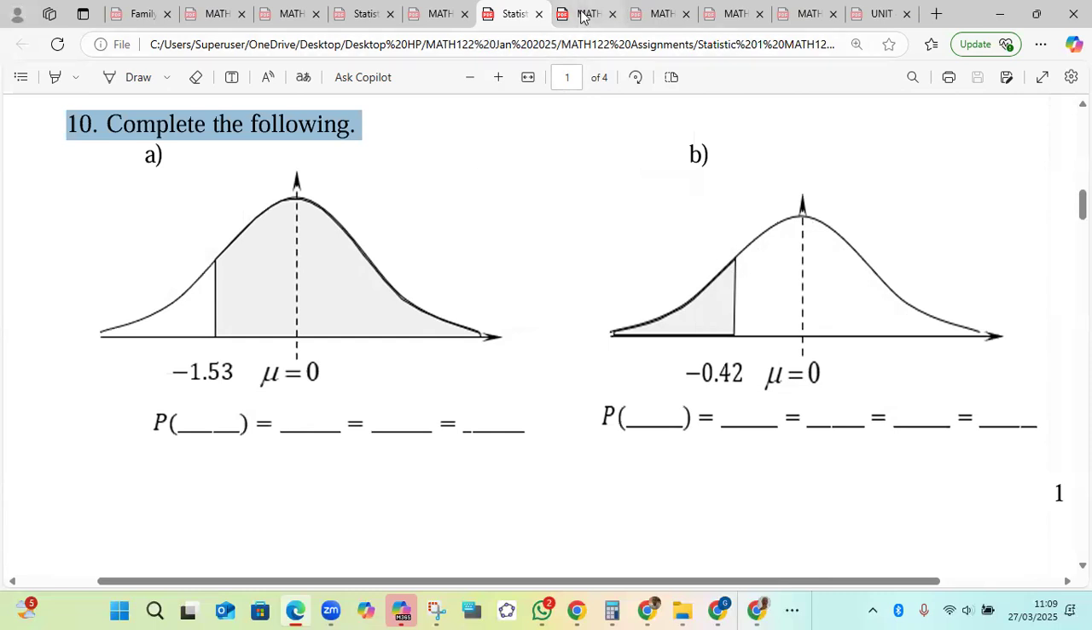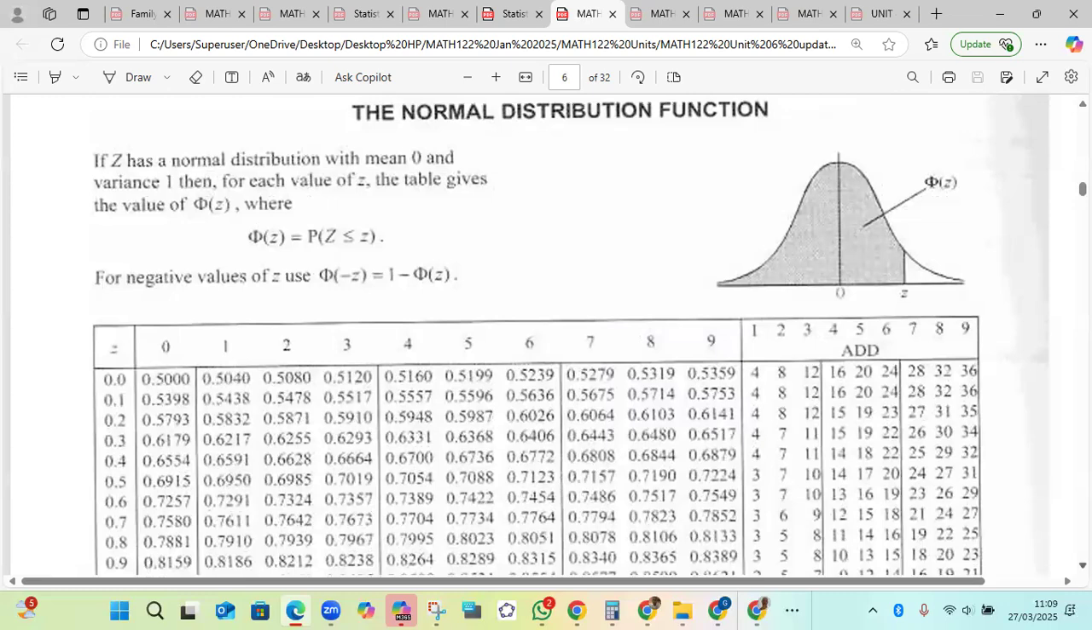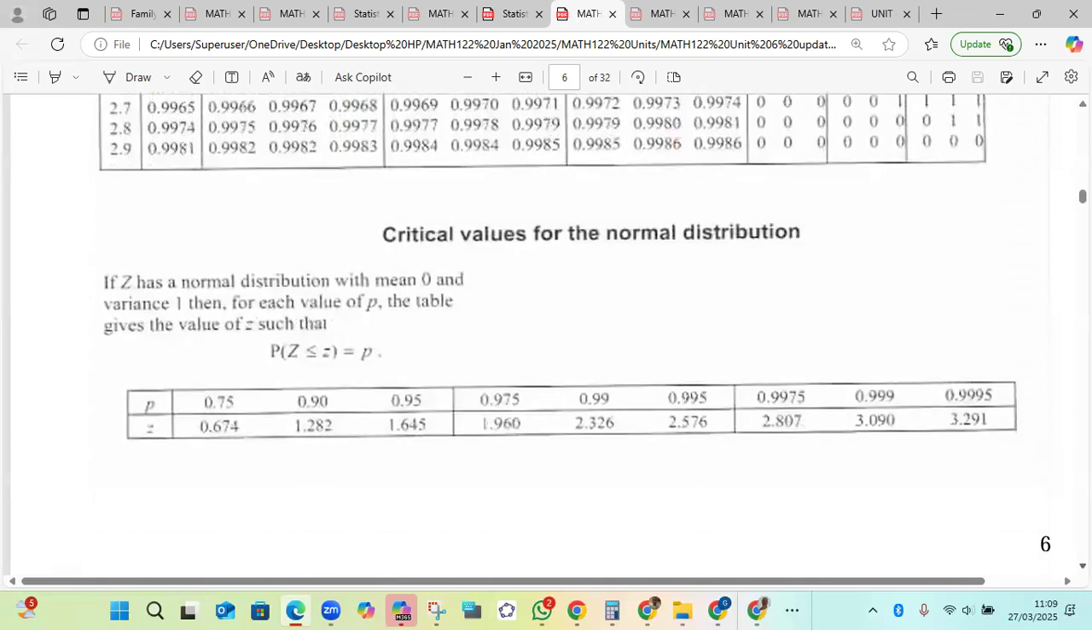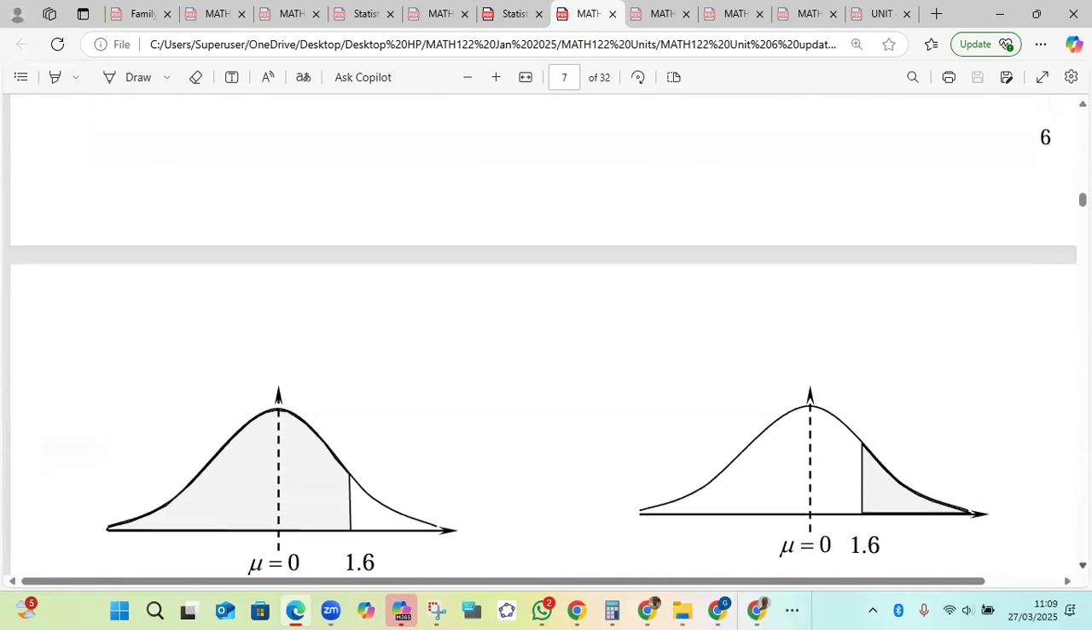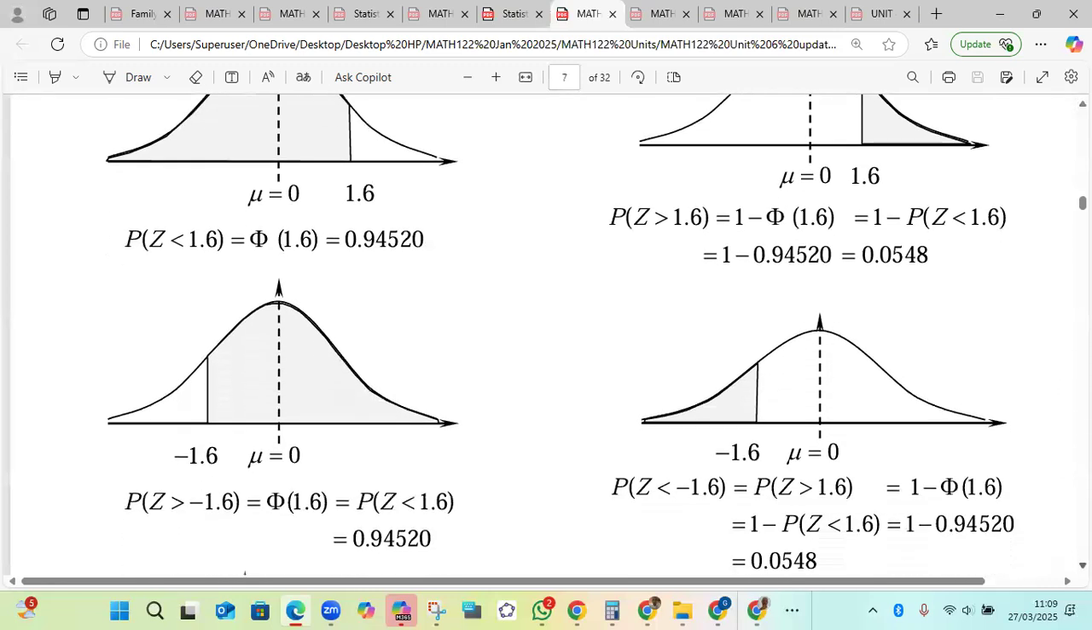And this is also explained here in this set of examples, page 7. So you want to find P of Z less than negative 1.6, for example. This is the same as P of Z more than 1.6, which is 1 minus the big chunk, 1 minus phi of 1.6. Okay?